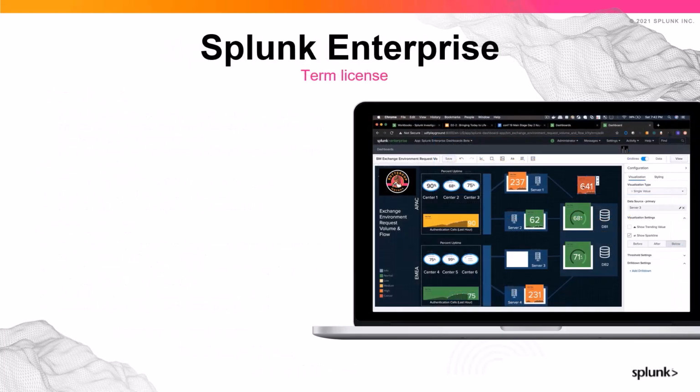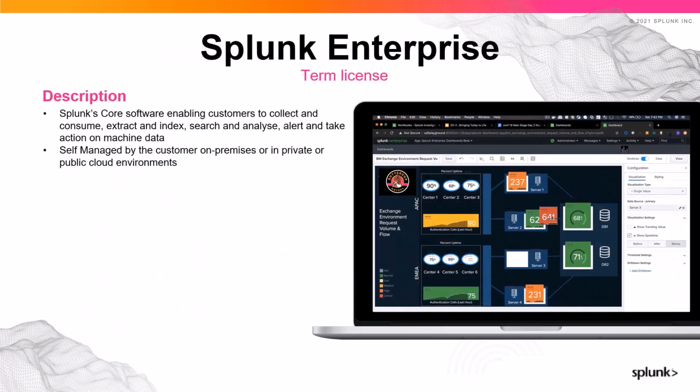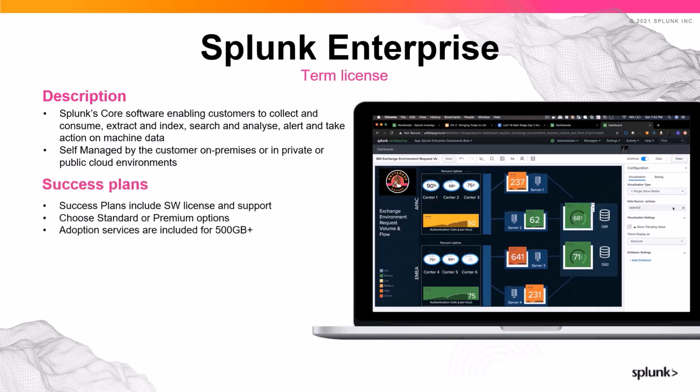Prior to Splunk Cloud Platform, Splunk Enterprise was our original flagship product. It is offered to customers as an on-premise installation in their own IT environments. With Splunk Enterprise, we offer two different kinds of licenses, term licenses and perpetual licenses. Let's look at the term license option. For term licenses, access to support plans are included with the subscription.